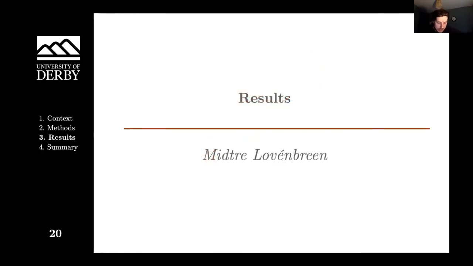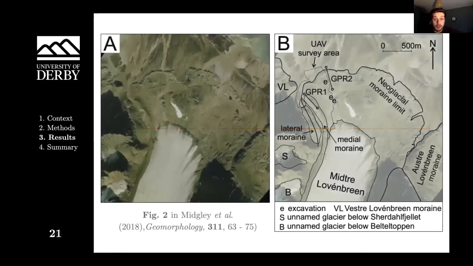When we look at an adjacent glacier foreland, Mitra Löwenbräu, we see quite contrasting but very interesting results. At Mitra Löwenbräu, we again studied the true left of the glacier. Here is the feature we looked at on the previous slides, this ice-cored lateral frontal moraine. And here we can see the true left of Mitra Löwenbräu, and we surveyed an area using a UAV to obtain aerial photography, small format aerial photography, and we compared it to, again, GPR data.